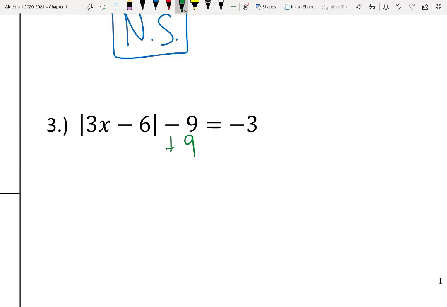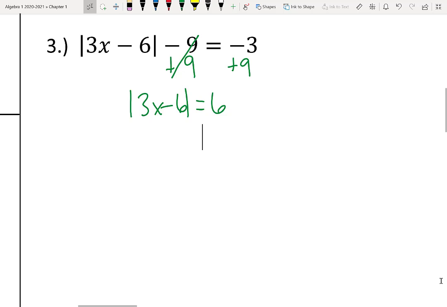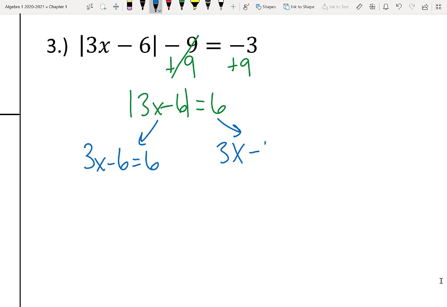So what I have to do here is a step first. I'm going to go ahead and add 9 on both sides to get my absolute value of 3x minus 6 all by itself. And what I end up with happens to be a positive number. So this is actually a problem that we can find a solution to. So from here, just like I had with all the other problems, I'm going to split this off into 2 separate equations. On the left-hand side, 3x minus 6 equals 6. And on the right-hand side, 3x minus 6 equals negative 6.